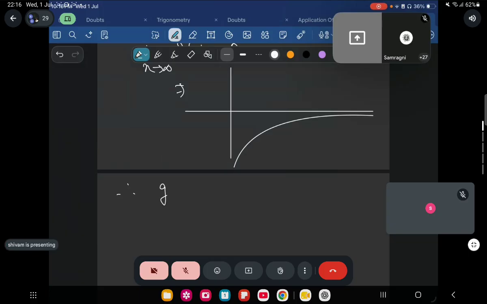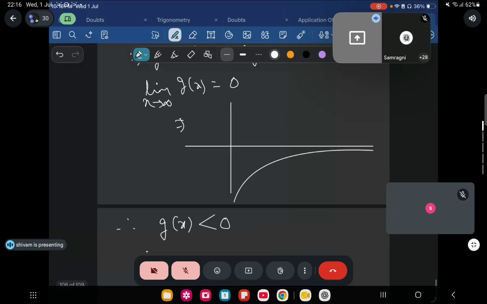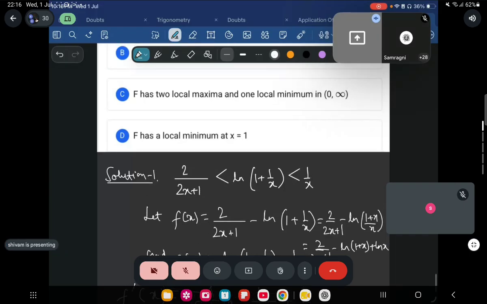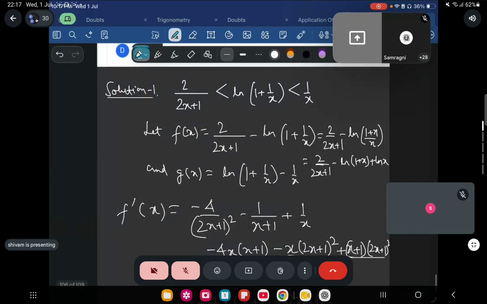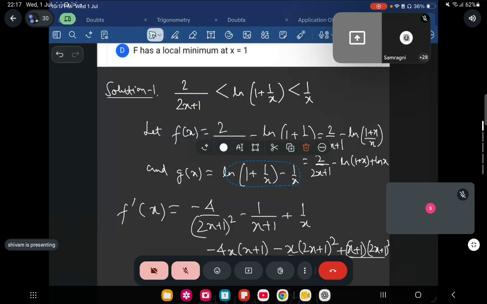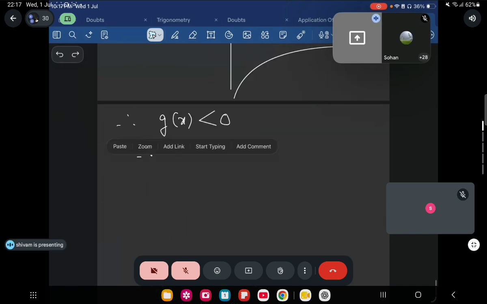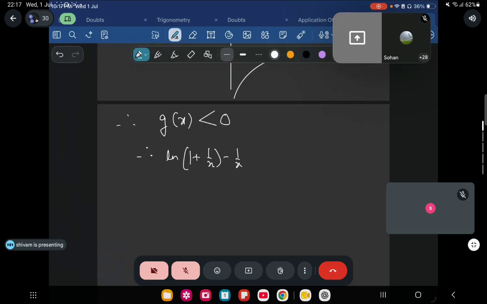Therefore, we can say that g of x is also less than 0. Therefore, I think the second inequality is also proved. Tell me, is it clear? Sohan, have you understood? Okay, the first one is done. This is also less than 0. Hence proved.